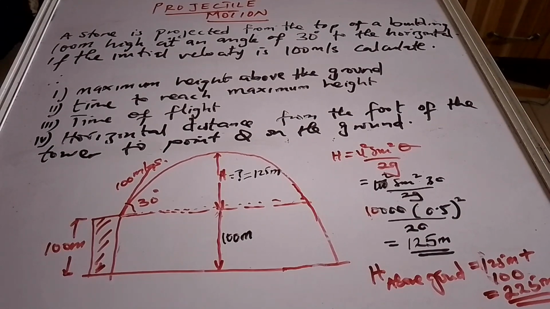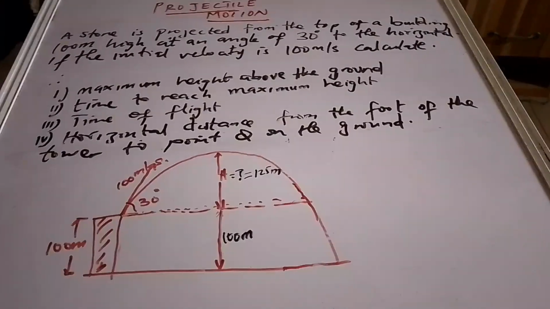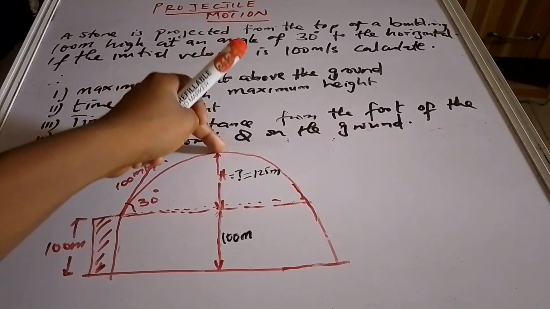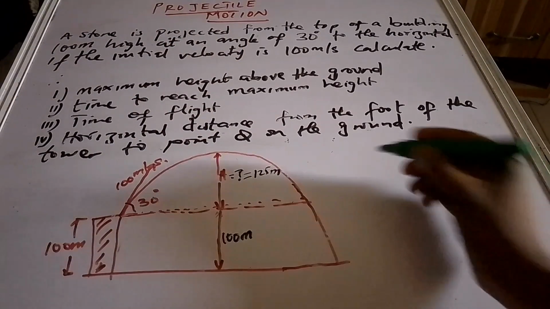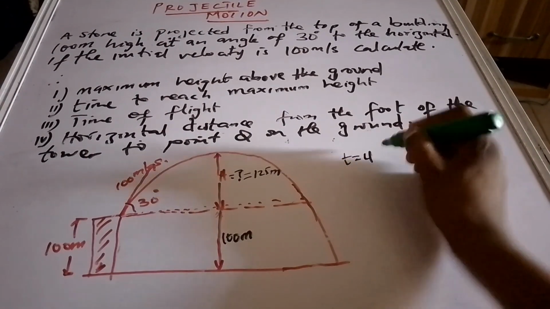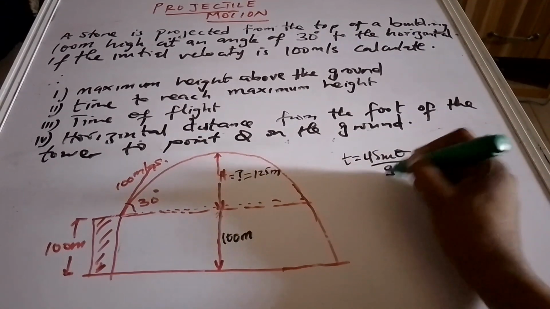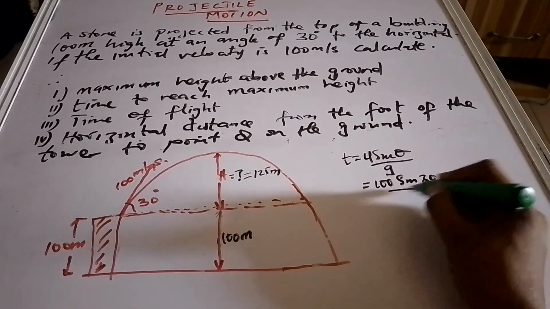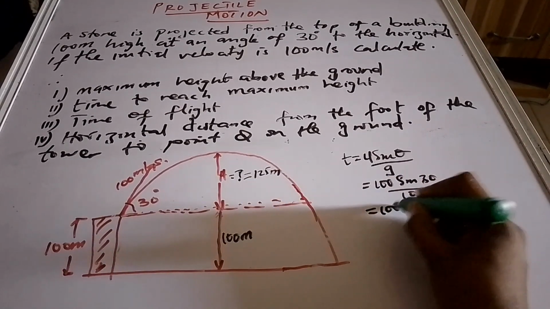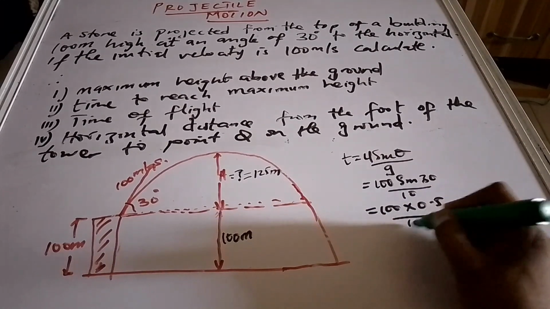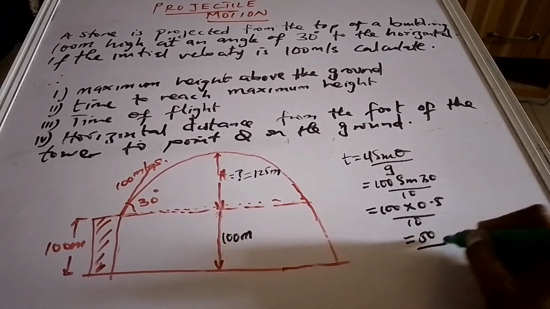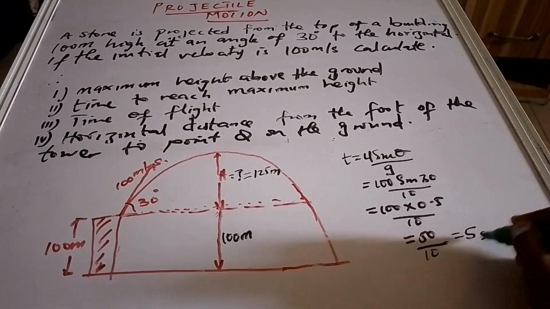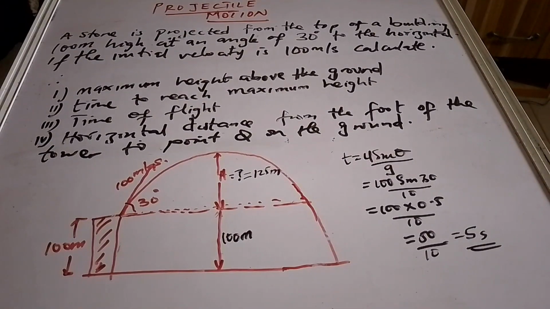So let's go to the second one, then the time to reach the maximum height. That is the time it takes from here to get to this level. It's also the same thing. So our time to reach the maximum height is t equals u sine theta over g. And our u is still 100 sine 30 then over g, which is 10. So 100 multiplied by 0.5 over 10 is going to be 50 over 10. It's going to be 5 seconds. So our time taken to reach the maximum height is 5 seconds.